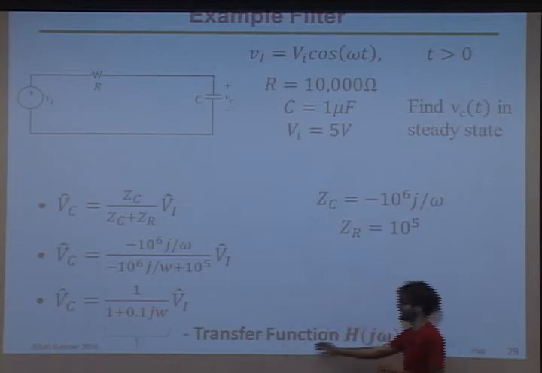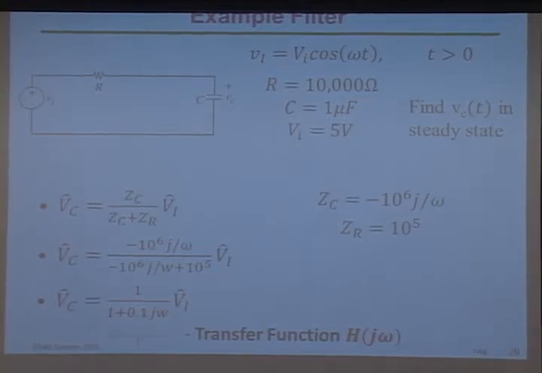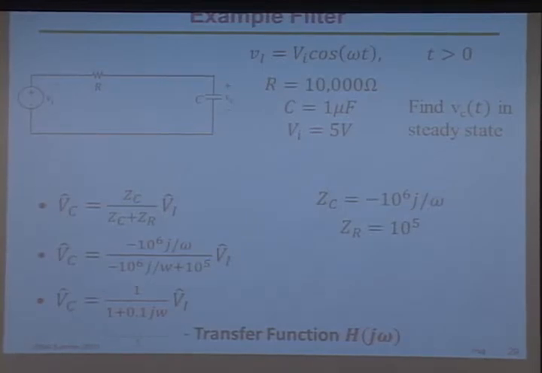Going to derive what we're going to call a transfer function. Okay? So a transfer function is when you have some input and some output of your circuit. In this case, our input is our voltage source, and our output is our capacitor voltage. And we want to find this transfer function.